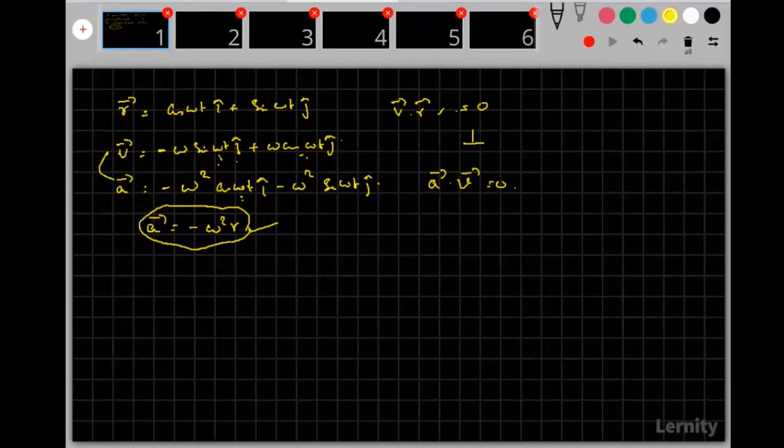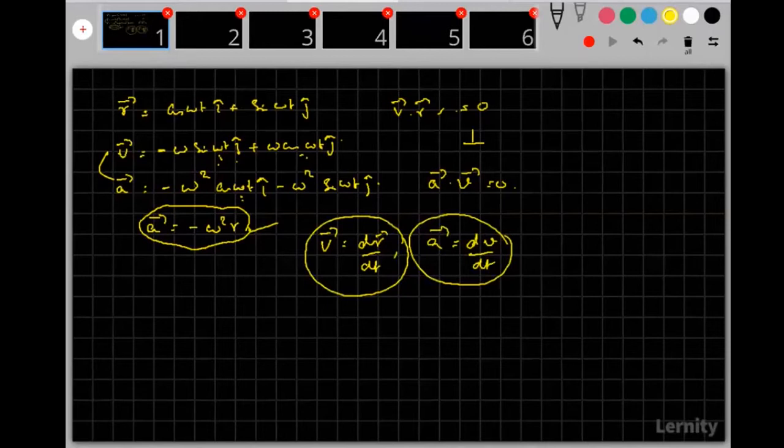So whenever you get a question, basically we need to understand that velocity vector is equal to dr by dt. Similarly, acceleration vector is equal to dv by dt. So these are a few small things that if we understand, it should be fine.